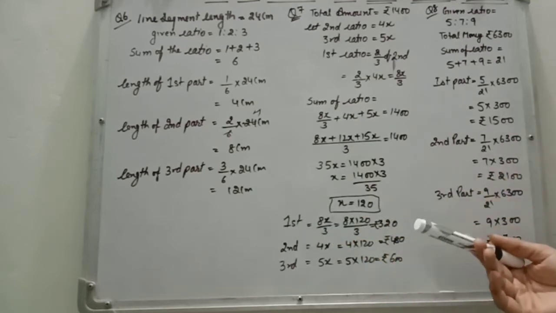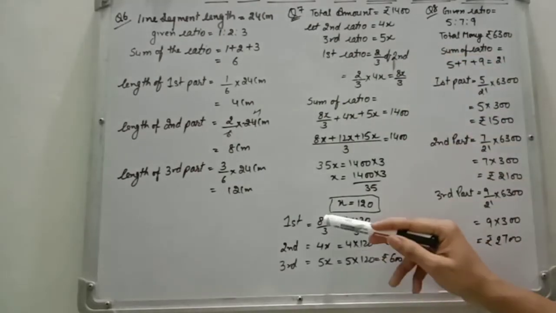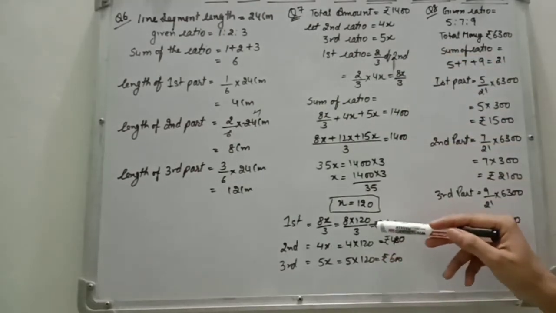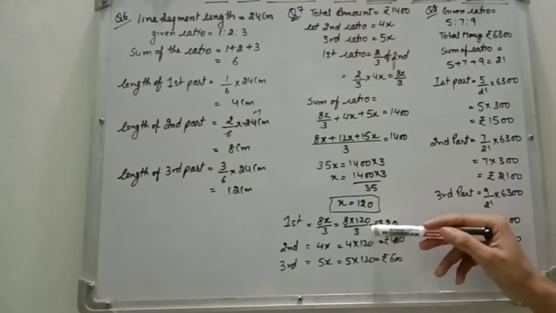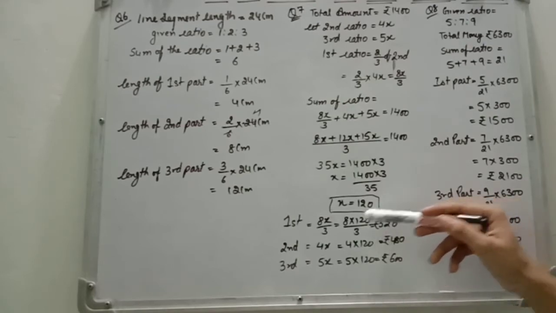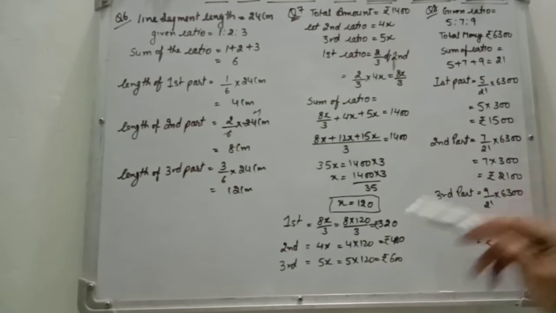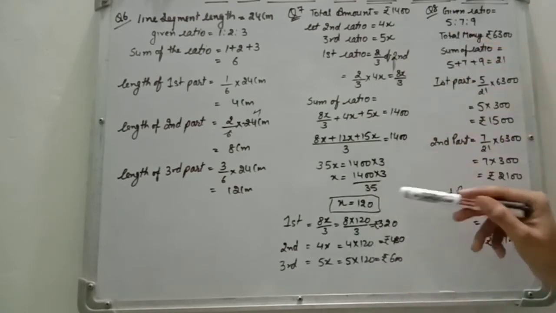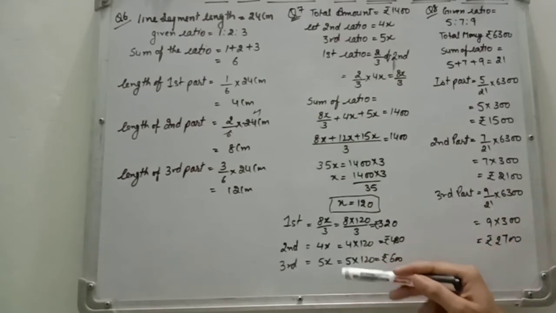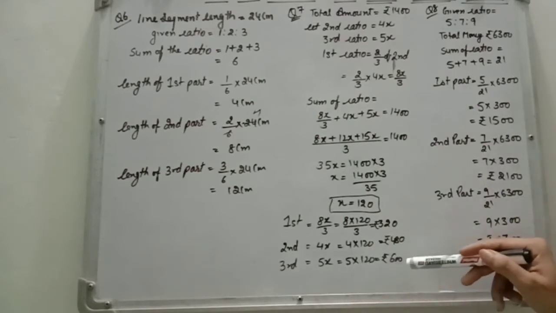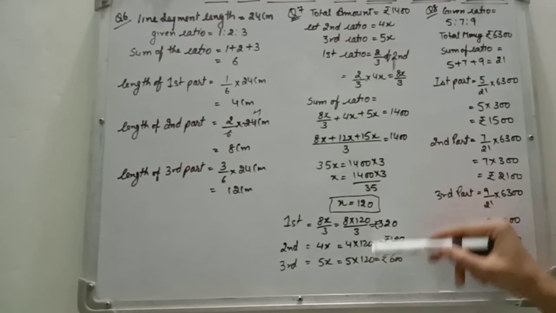Now one by one put. So first ratio is 8x over 3. Put the value of x, 120 over 3. So 120 by 3 cutting, so it becomes 40. 8 4s are 320. Second ratio is 4x. Put the value of x, 120. So we get 480. Third is 5x. Put the value of x. So we get 600.